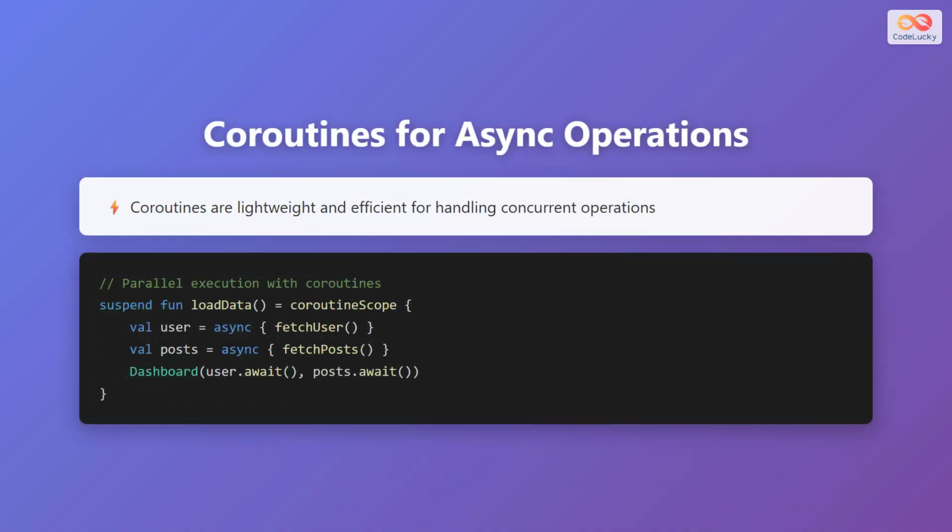For concurrent operations, Kotlin coroutines are incredibly efficient. Unlike traditional threads, coroutines are lightweight and can handle thousands of concurrent operations without overwhelming your system. Use async to launch parallel operations and await to get their results. The coroutine scope ensures structured concurrency, automatically canceling child operations if the parent scope is canceled. This approach is far more efficient than creating multiple threads and uses significantly less memory.